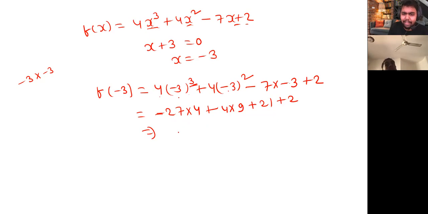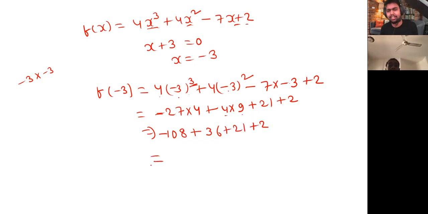This would be negative. You are great at using the calculator, right? So minus 108, and 9 times 4 would be 36. Plus 21 plus 2. Now tell me the answer for all of this. This is negative, these all are positive. Now tell me the answer.